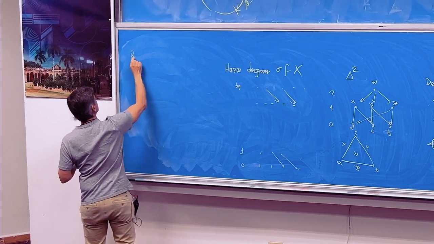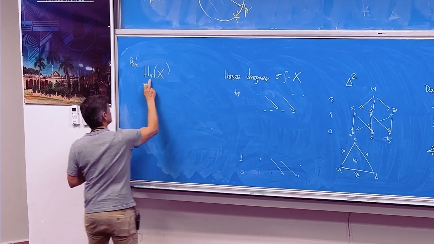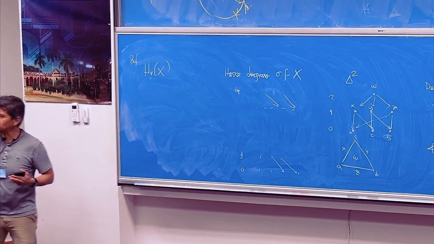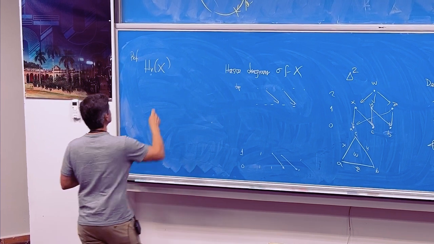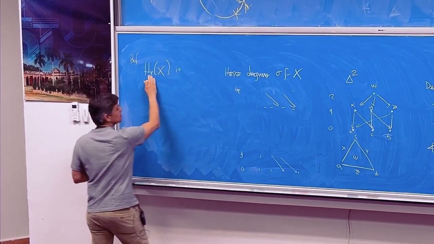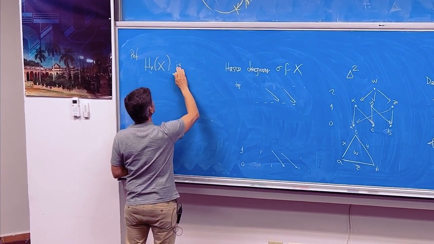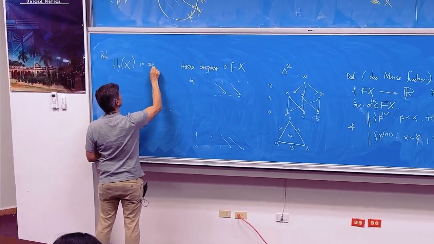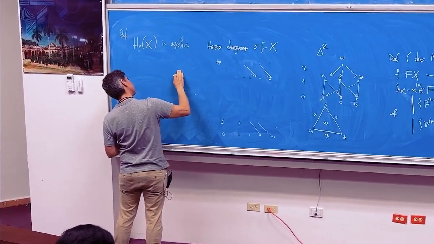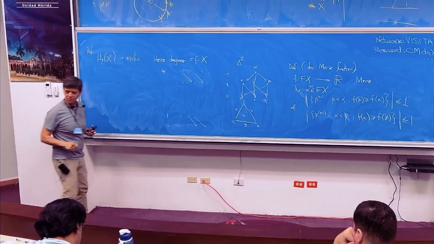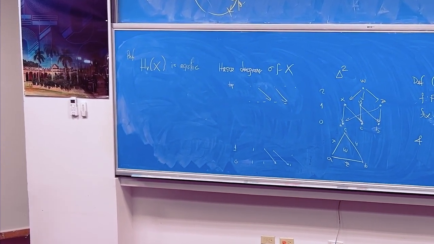The proposition: the Hasse diagram of X modified by B, by this vector field coming from some Morse function, is acyclic. This is not homology, sorry. This is the Hasse diagram that I just described, and it is acyclic.